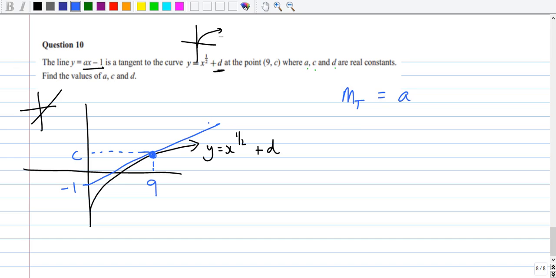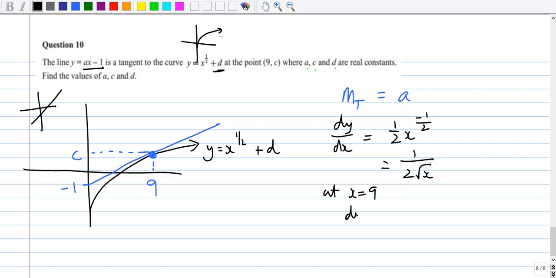Let's try and establish the gradient of the black line at x equals 9. To do that, I'm going to differentiate it, which would be this, the same as what we did before, 1 on 2 root x. At x equals 9, the gradient is 1 over 2 root 9, which is 1 on 6. So straight away, we've got a is a sixth.